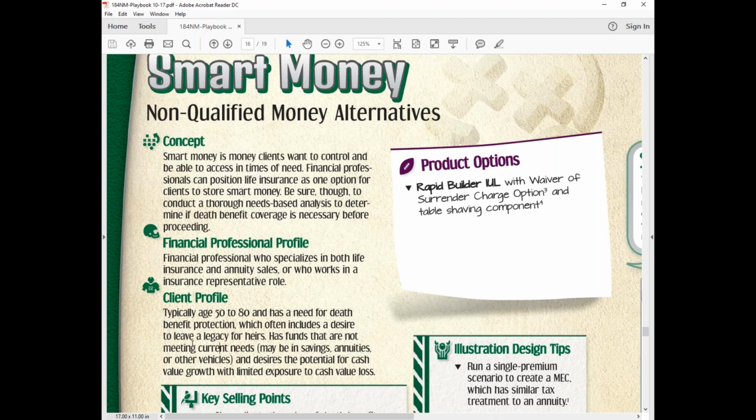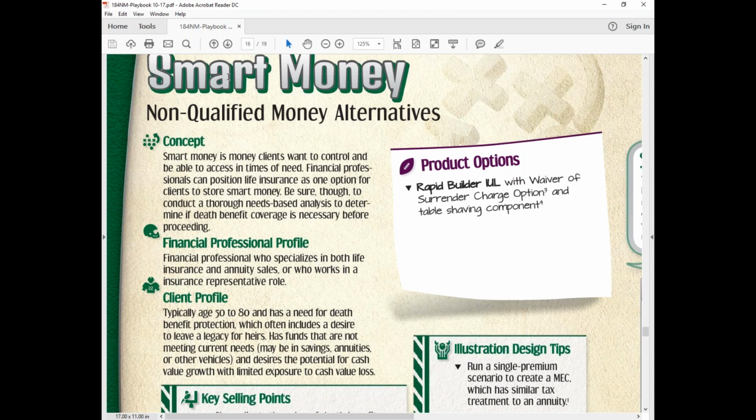Let's just say their funds are not meeting their current needs. They have them in savings, annuities, CDs, maybe some vehicle that has a low interest rate because we're in a low interest rate environment. Well, this concept allows them to have much greater potential for cash value growth with limited exposure to cash value loss because we have that 0% floor.